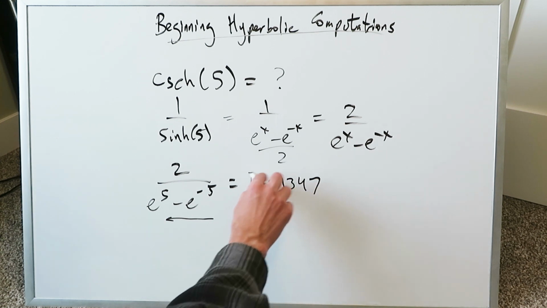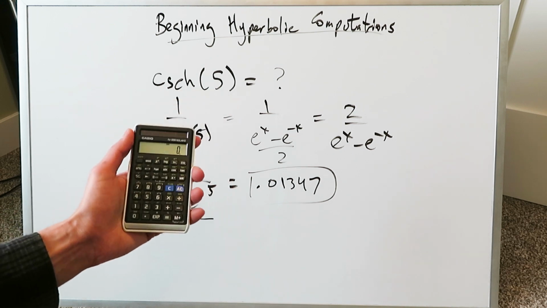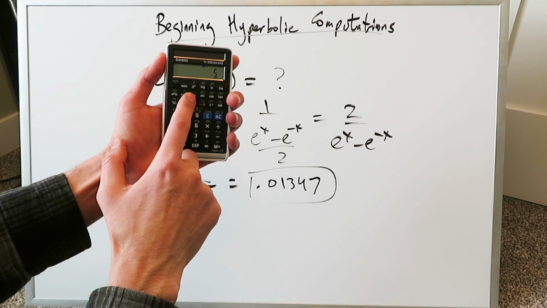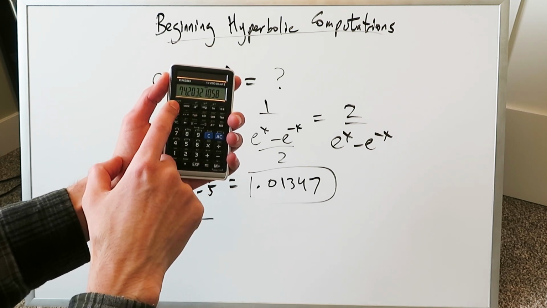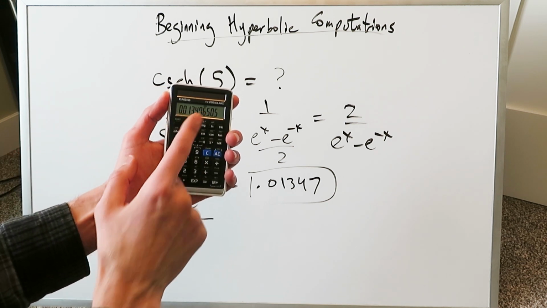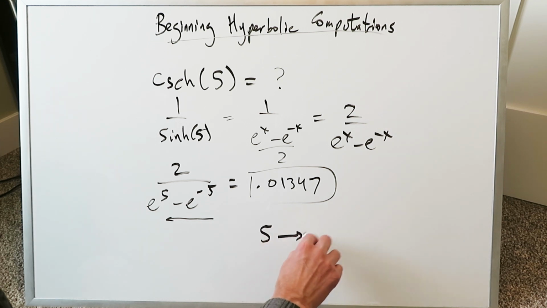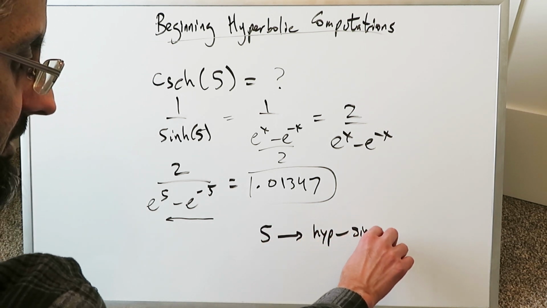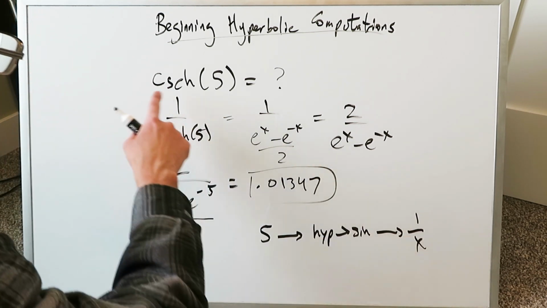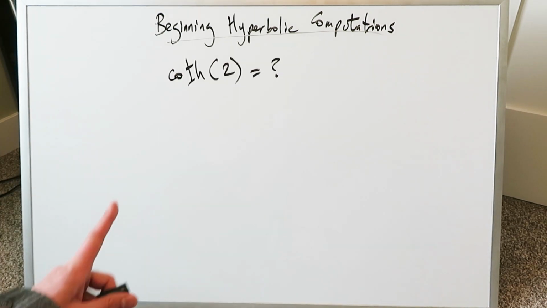0.01347. But how can you prove that this answer is indeed good? You can use the calculator and your HYP function right over here. Hit 5 and then hit hyperbolic and then sine. And now do the reciprocal of this because we're looking at the reciprocal of a hyperbolic sine, and you get 0.01347, and that's exactly how you would do it. You would hit 5 on your calculator, then you would hit the HYP button, then you would hit the sine button, then you would do the reciprocal of it. And that would give you exactly this right over here, and the answer would be 0.01347, and it should be good.